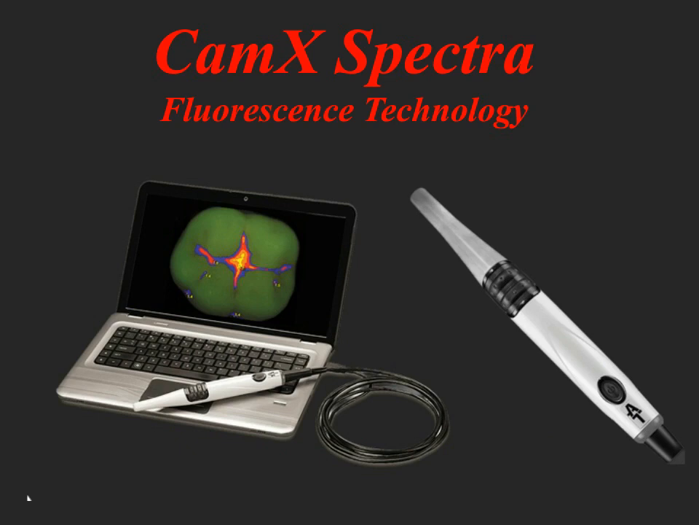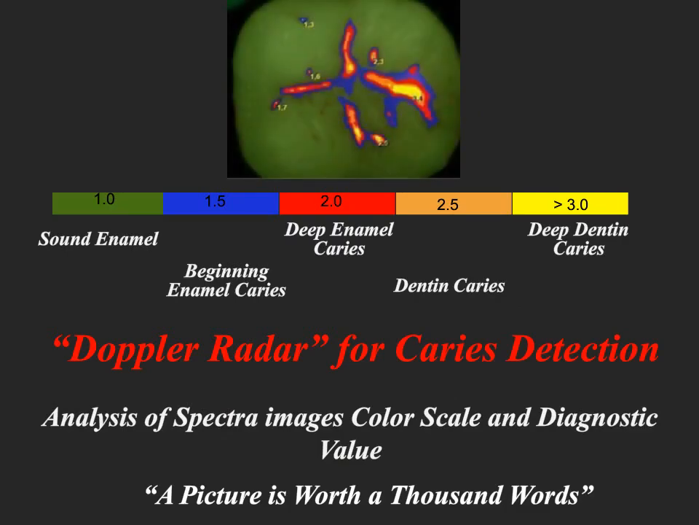Another diagnostic tool that's available, CamX Spectra, fluorescence technology, gives you a fluorescent map of the occlusal surface. This is a Doppler radar for caries detection. Here you can see from the color scheme and the bar in the middle of the slide, sound enamel reflects green, and blue is the beginning of enamel caries. When you see red, that's deep caries, still in enamel. And when you get into the orange and the yellow, now we've got caries in dentin. So it helps quantify, as Diagnodent did, but it also gives you a map as to where and how deep the caries is. A picture is worth 1,000 words.